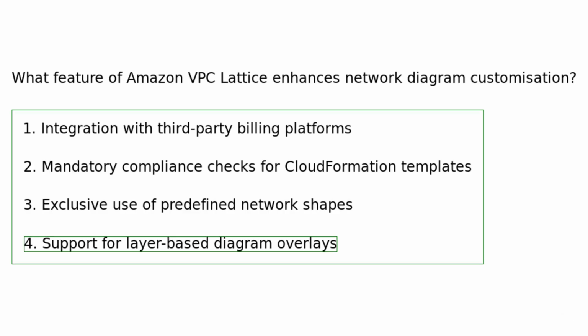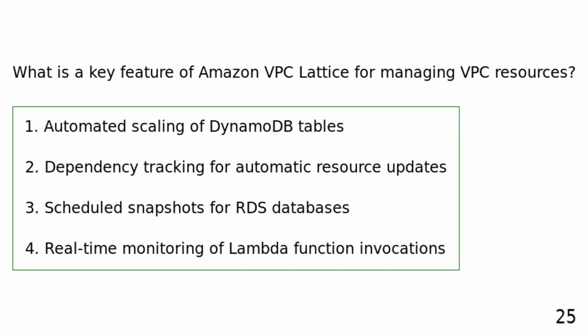Amazon VPC Lattice provides support for layer-based diagram overlays to enhance network diagram customization, allowing users to overlay additional information and visual elements on top of the network diagrams for detailed representations of the VPC layout. What is a key feature of Amazon VPC Lattice for managing VPC resources? Automated scaling of DynamoDB tables. Dependency tracking for automatic resource updates. Scheduled snapshots for RDS databases. Real-time monitoring of Lambda function invocations.